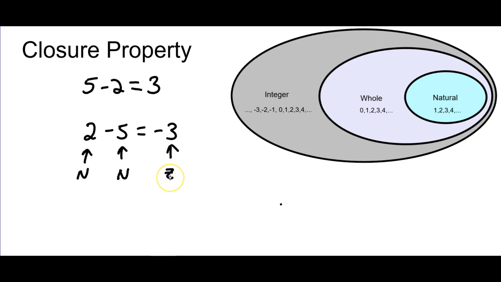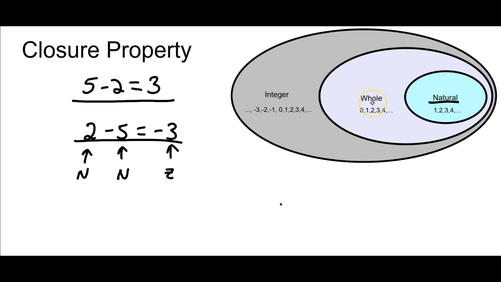I needed that to be a natural to say that there was closure in the natural numbers for subtraction. So here the closure property does not hold for subtraction and the natural numbers. Okay? So even though it works sometimes, it doesn't work every time. So we have no closure when we're talking about subtraction and the natural numbers.